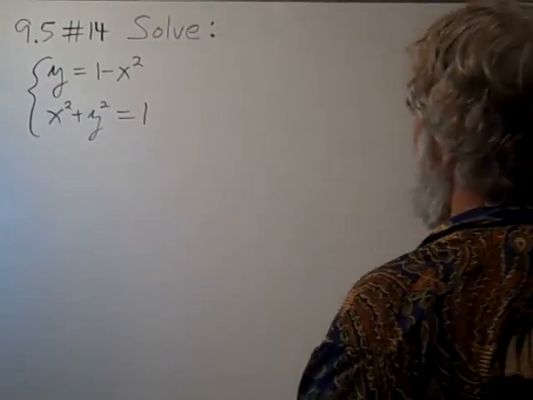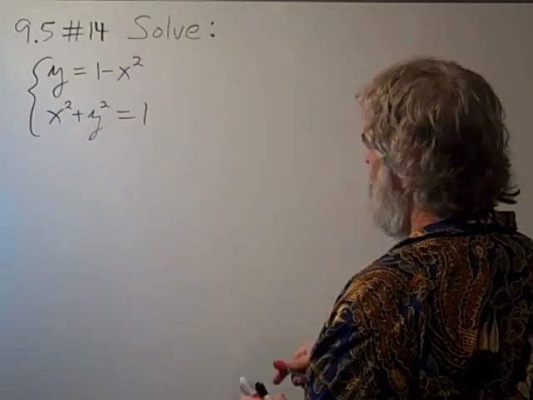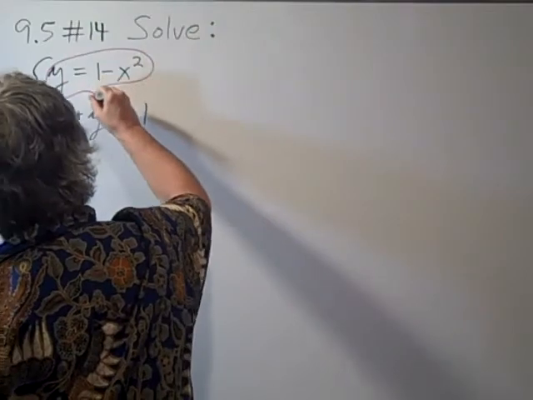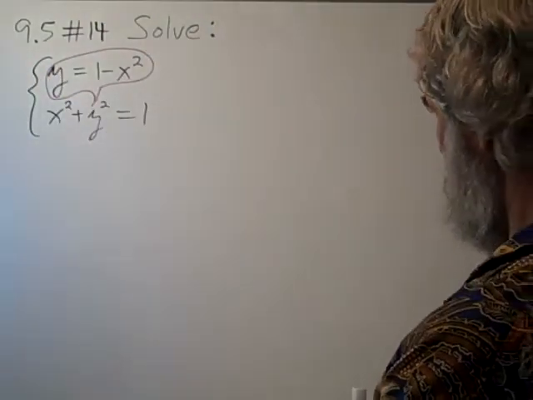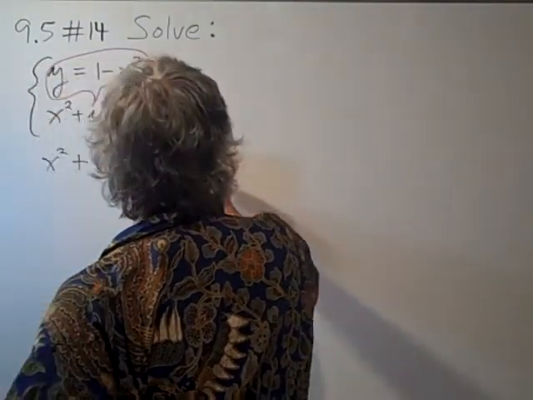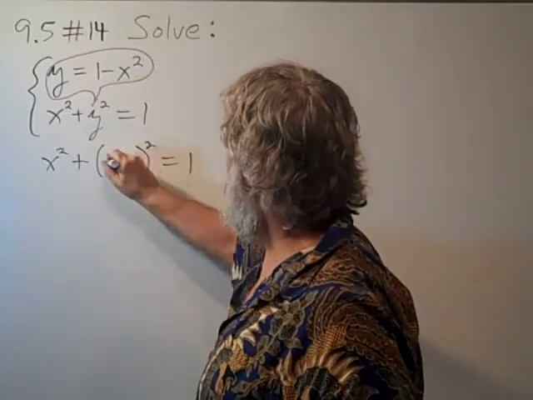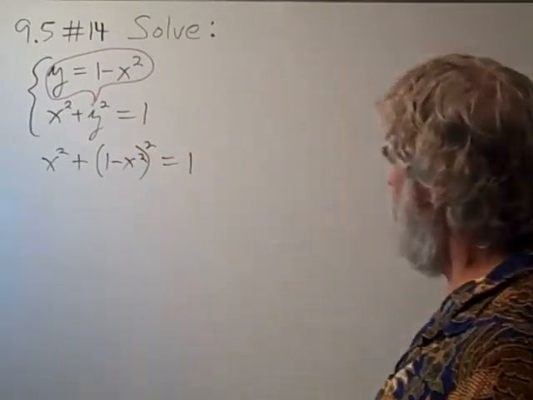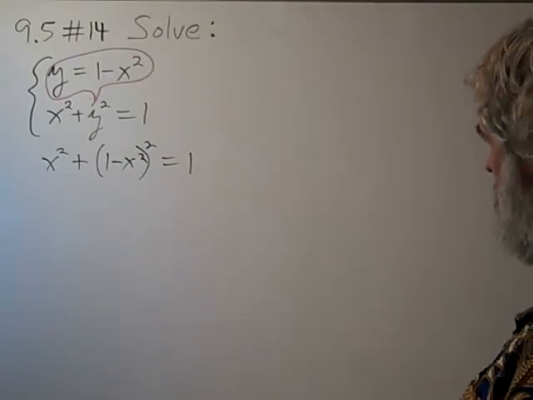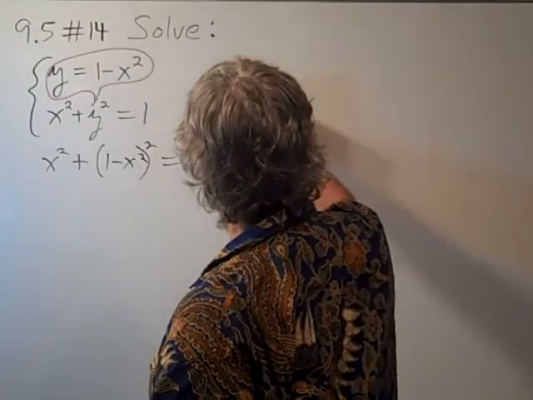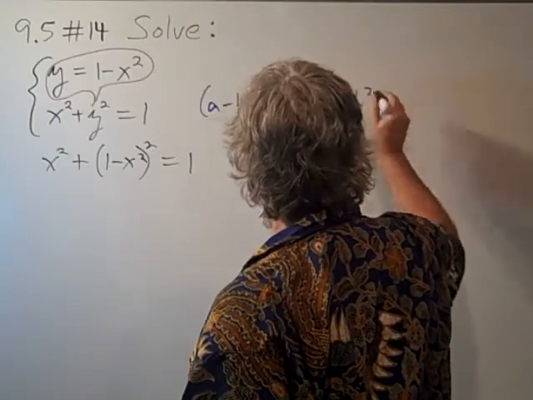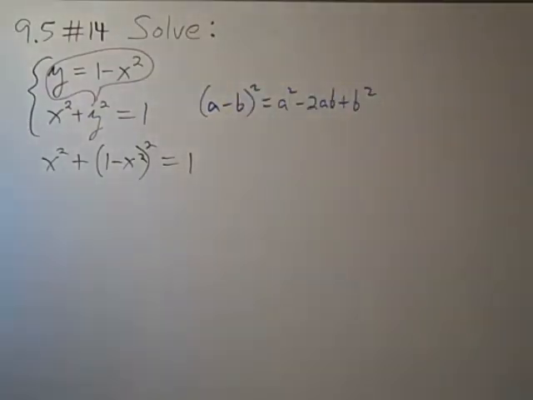Okay, to solve this system of nonlinear equations, let's substitute y in the first equation into the second equation. So the second equation becomes x squared plus y squared equals 1, but y is equal to 1 minus x squared. I'm going to use the binomial difference square equation to remind you of that. We're going to square that binomial here.